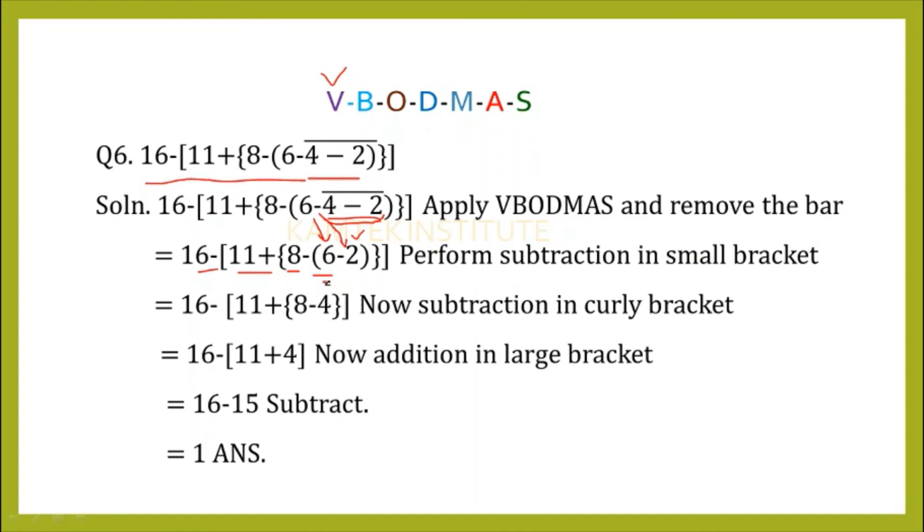Next step, we're going to open the small bracket by doing the subtraction inside it. So we write down 16 minus large bracket 11 plus curly bracket 8 minus, this minus sign comes over here, and 6 minus 2 is 4. So the small bracket is gone, we are left with the curly and large bracket. Now we'll open the curly bracket next. So we write down 16 minus large bracket 11 plus as it is, and 8 minus 4 is 4 over here, and we close the large bracket.